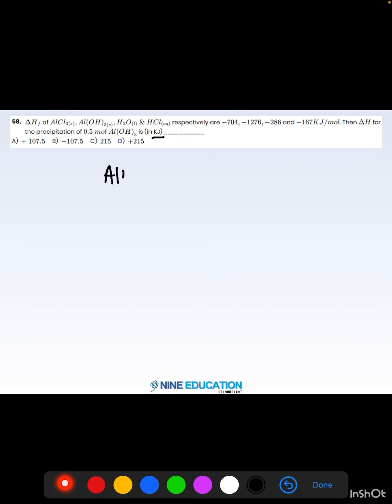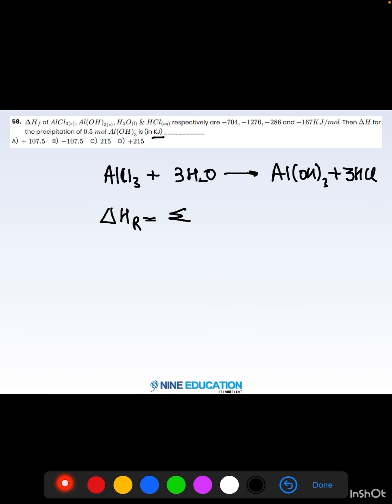We will have AlCl3. It will be reacting with 3 water. It will be giving us Al(OH)3, plus we will have 3 HCl. And for this reaction only, we need to talk about delta H. So if we write down this reaction, delta H of the reaction will be the summation of delta HF of products minus the summation of delta HF of reactants.